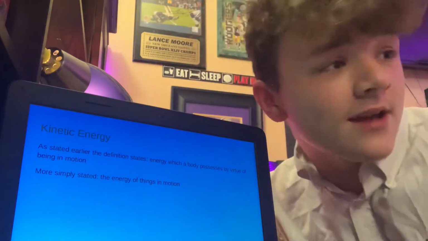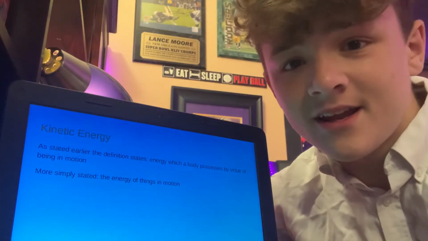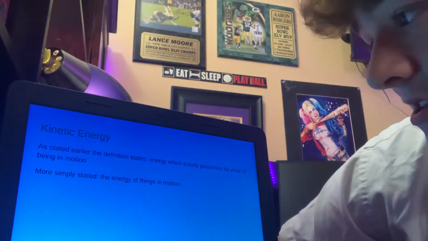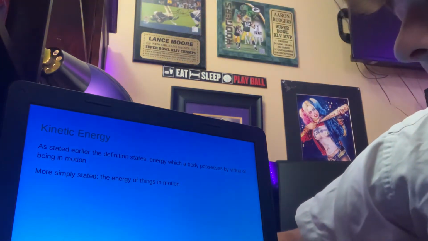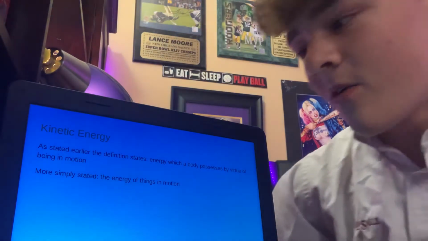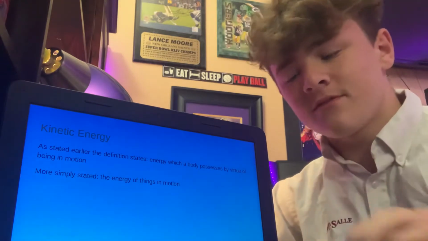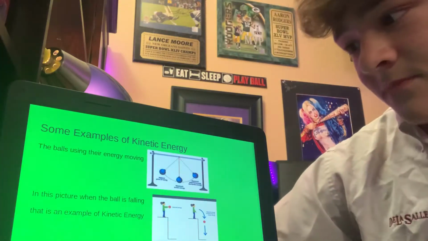Okay, so kinetic energy, as earlier stated in the presentation. The dictionary definition states: energy which a body possesses by virtue of being in motion. Or, more simply stated, it's the energy of things that are physically in motion. And here are some examples.